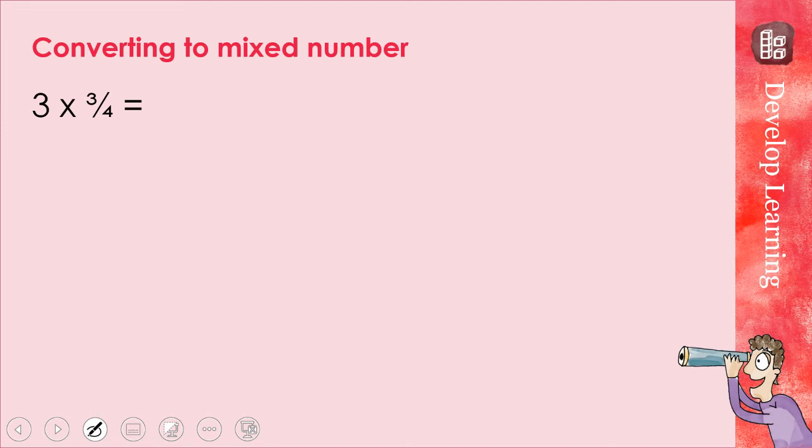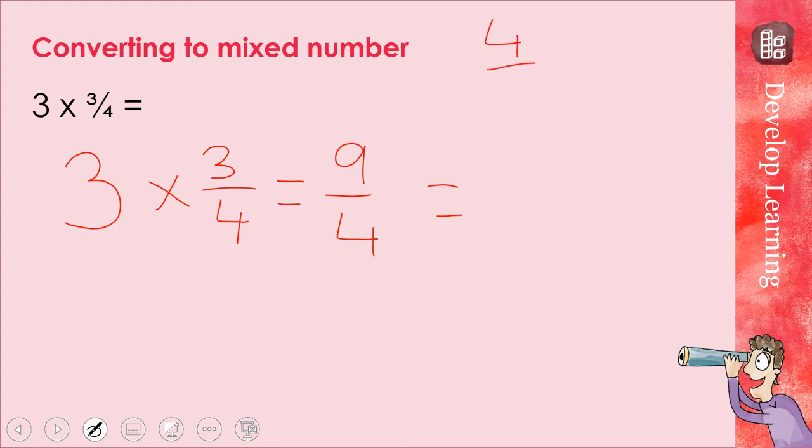So let's have a look at how we would do one of these questions. Okay, here I have 3 times 3/4. So what do I do? Well, my denominator stays the same. I times my numerator by the whole number, so I've got 9/4. How do I convert from an improper fraction to a mixed number? Well, it's all about taking out lots of 4/4, isn't it? Because I know that 4/4 is equal to one whole one. So how many whole ones can I take out of 9/4?